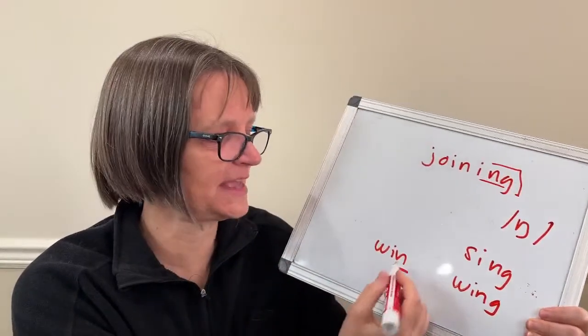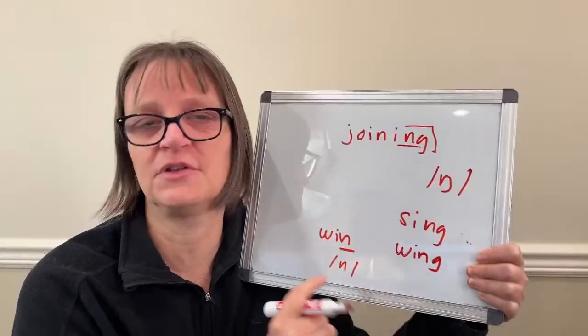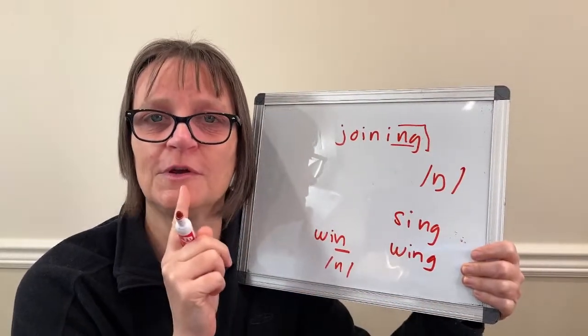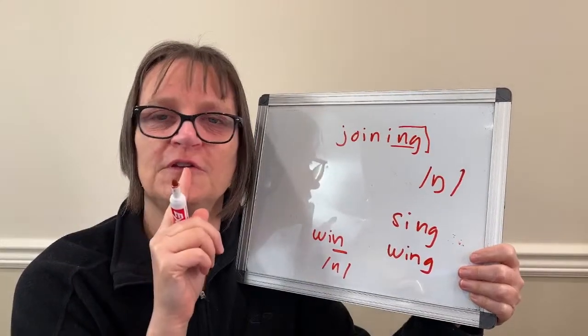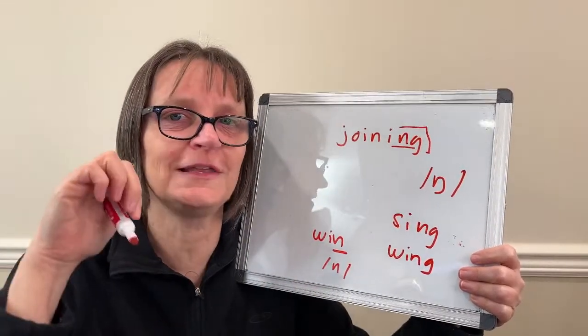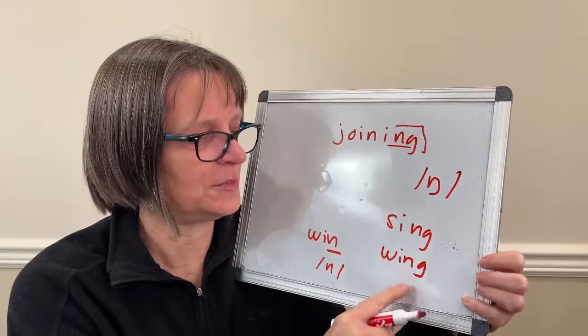Or the same sound, the n sound, you can say no or not. You can feel where your tongue goes. But when you say wing, you shouldn't feel your tongue lifting in the front at all. It only lifts in the back. Some people have trouble feeling that.